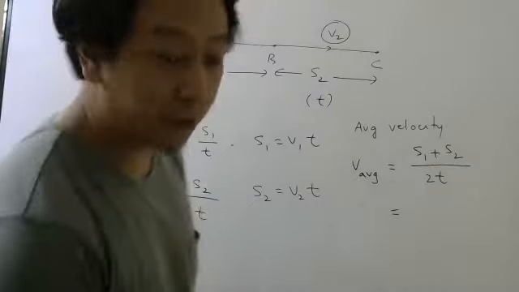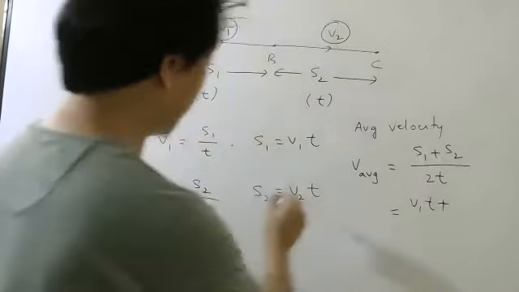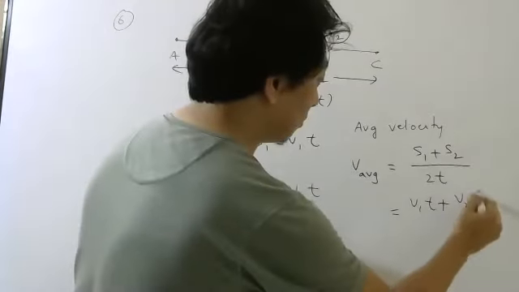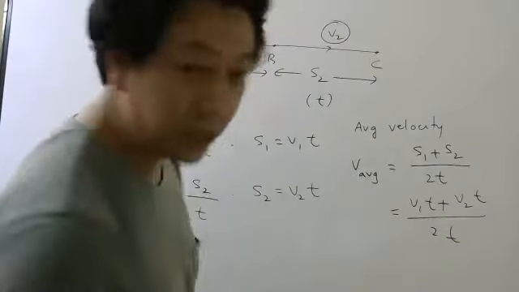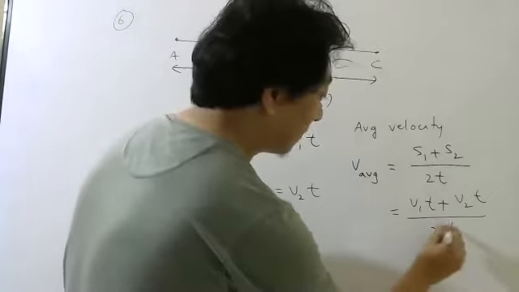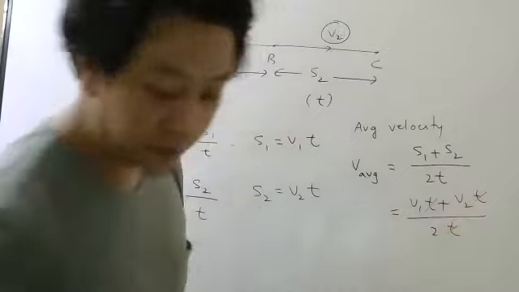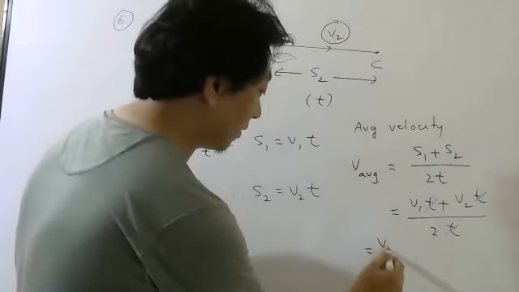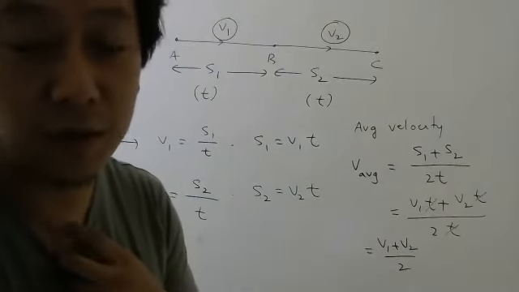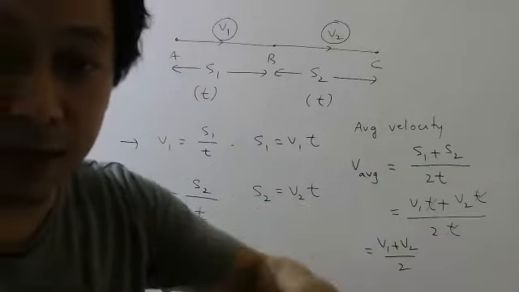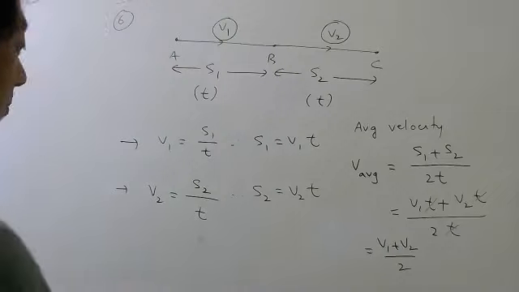So what did you get? What is displacement S1? V1 into T. Displacement in the second interval is V2 into T, divided by 2T, right? And then you can see T you can take common and cancel. So your average velocity is V1 plus V2 divided by 2. So you see the answer is not same. It depends on whether the time interval is same or the distance is same in these two parts. By the way, what is the answer?